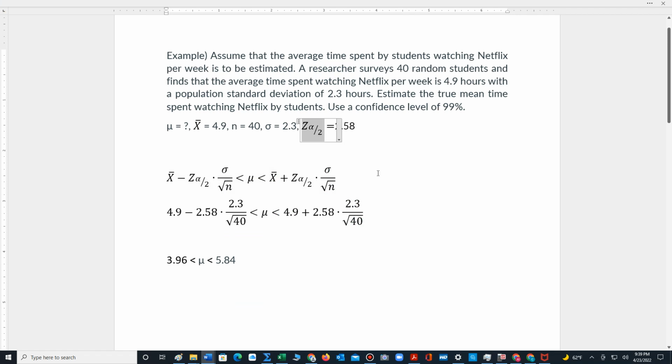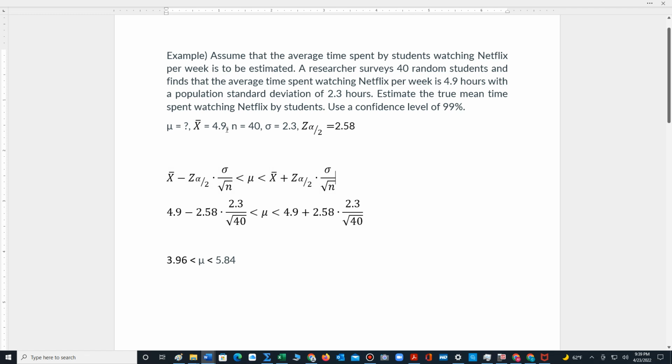Now, the formula to estimate mu is basically taking the sample mean and adding and subtracting a margin of error. So it's x bar minus the margin of error, which is z sub alpha over 2 times sigma over radical n, on the left side, and then we add that quantity on the right side.